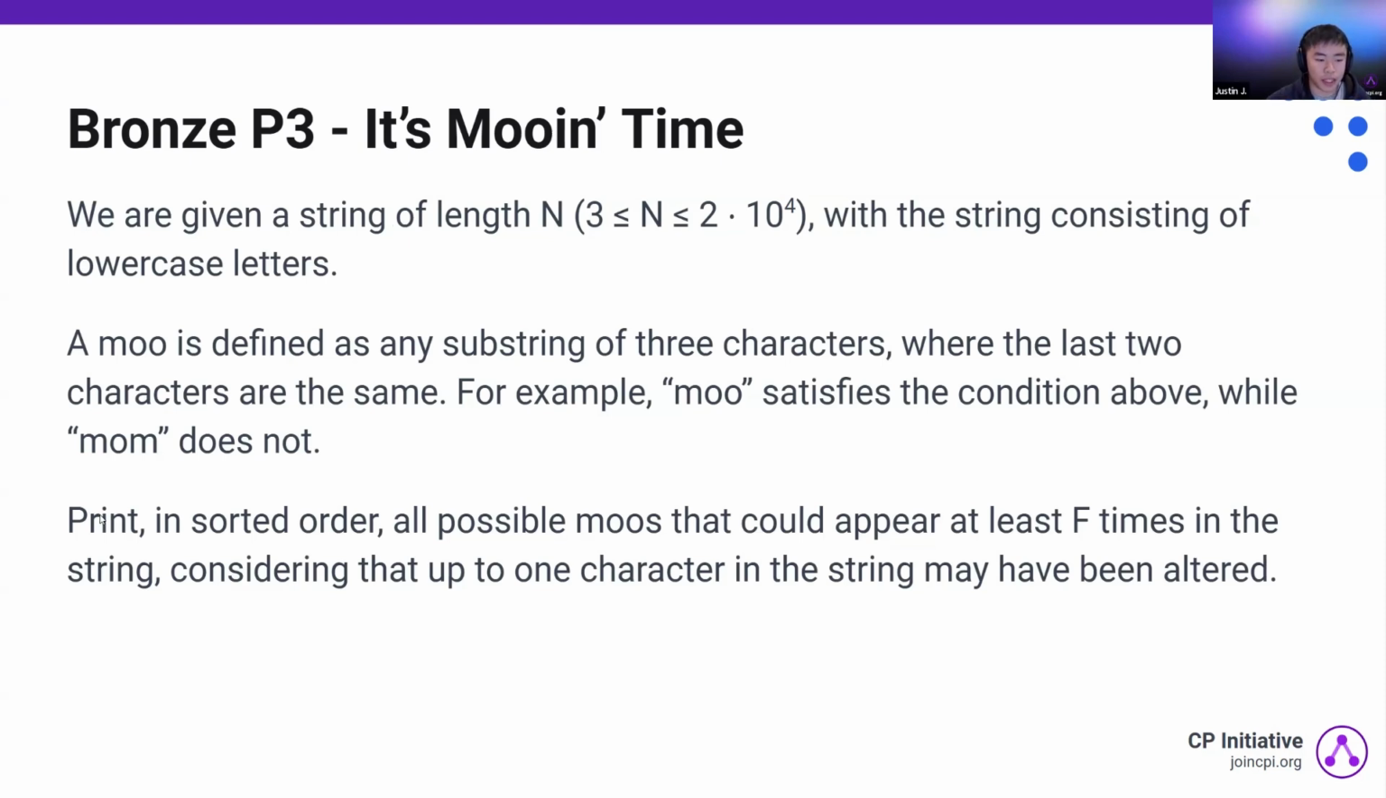And then you have to print in sorted order all the possible moos that could appear at least f times in the string, considering that up to 1 character in the string may be altered. So, I'll go over some samples to make this idea a bit more clear.